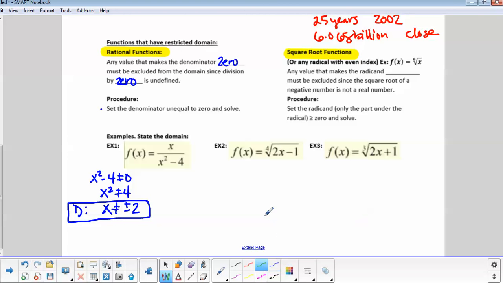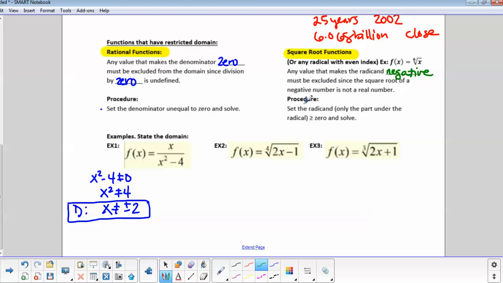All right, in the next one, we have square root functions. Any radical with an even index, so a square root, a fourth root, a sixth root, and any value that makes the radicand negative must be left out. Because if I have the square root or the fourth root of a negative number, well, that's not real. That's an imaginary number, and I can't graph an imaginary number.